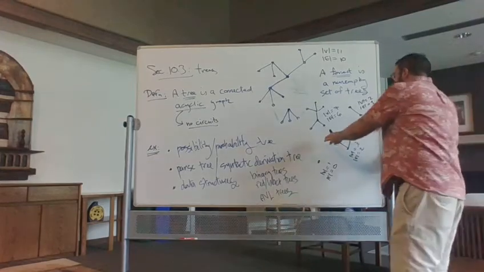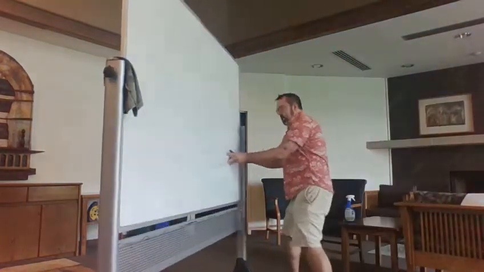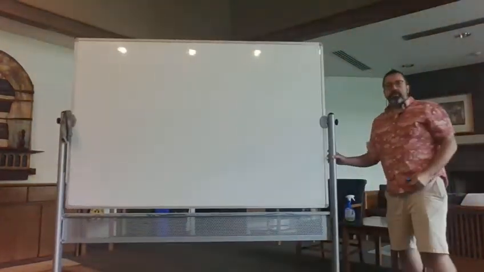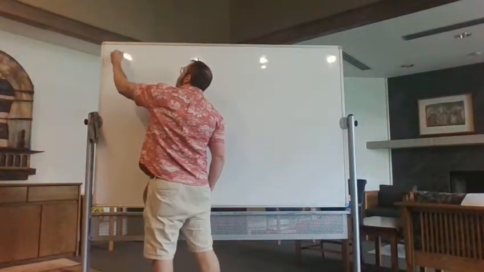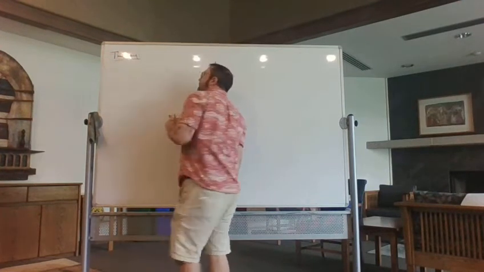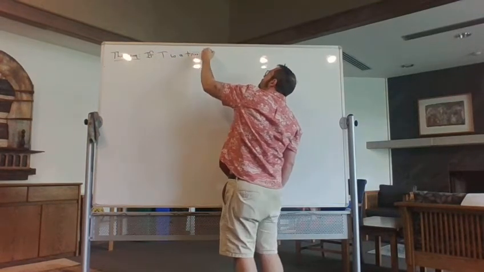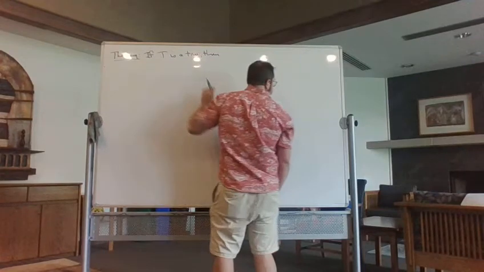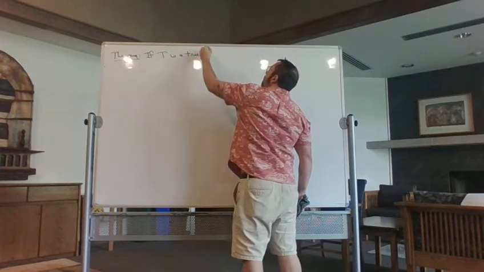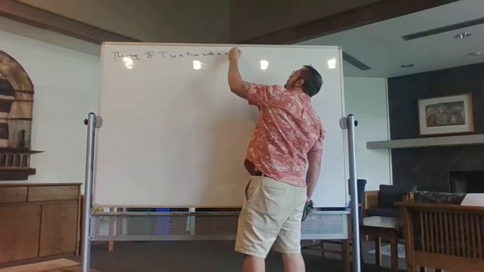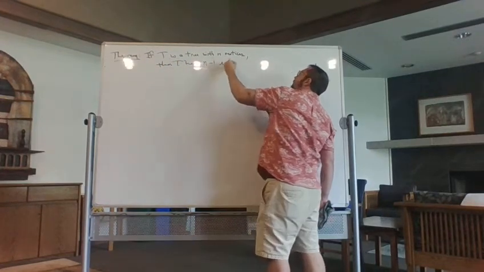And we're going to prove a lemma. We're going to prove a lemma before we prove what I just said as a theorem. So the claim or the theorem that we're going to make is that if T is a tree, then let me rephrase that. If T is a tree with n vertices, then T has, what did we just say, n minus 1 edges.